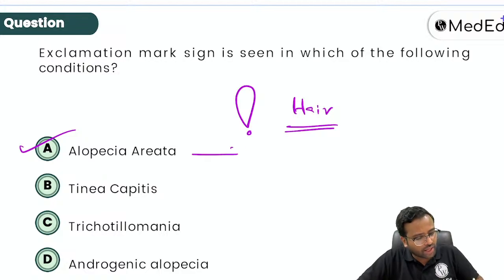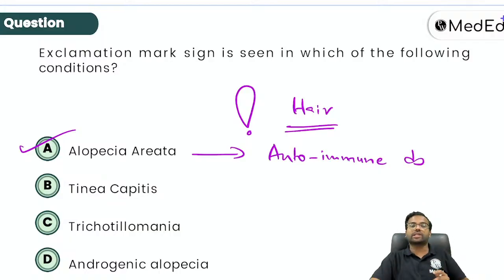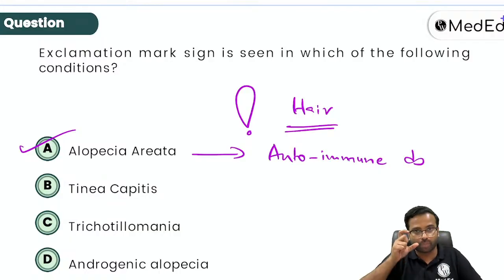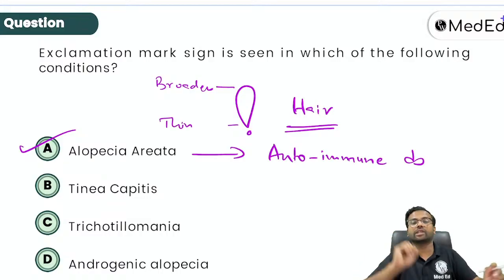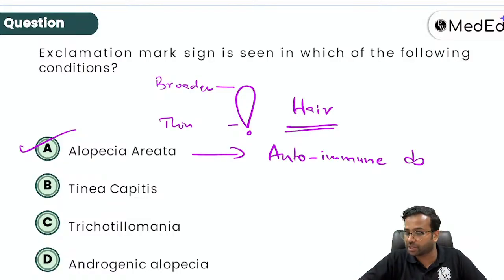So this alopecia areata is also an autoimmune disease. In this disease, under trichoscopy, when you see under a microscope, you can see that the hair which is far from the scalp has become much broader, and the hair that is closer to the scalp has become much thinner. And that is why we compare it to an exclamation mark, isn't it?